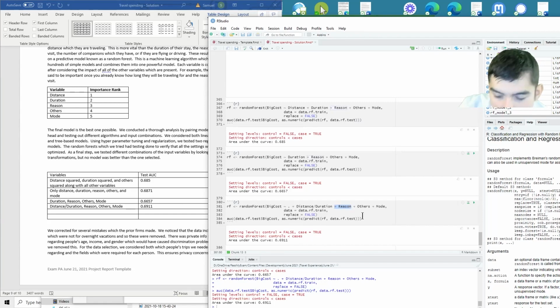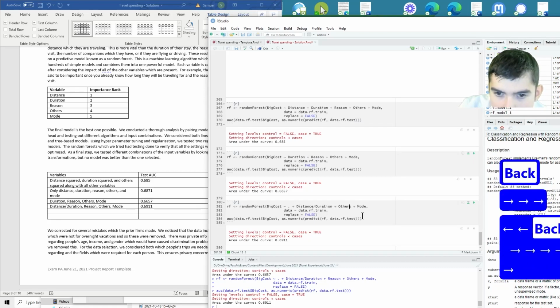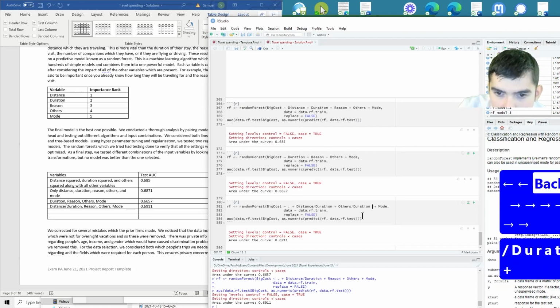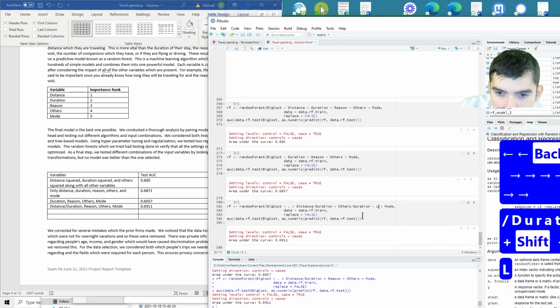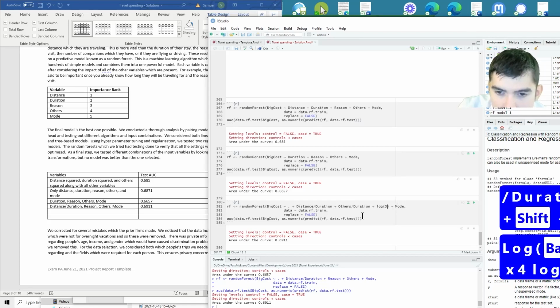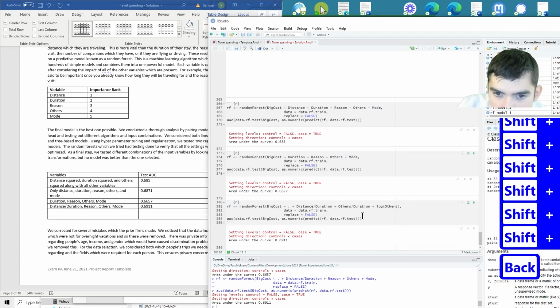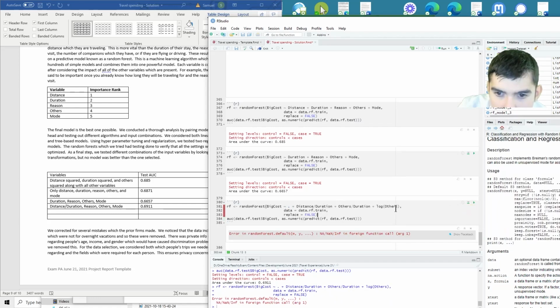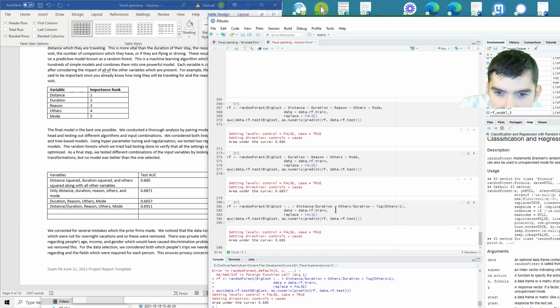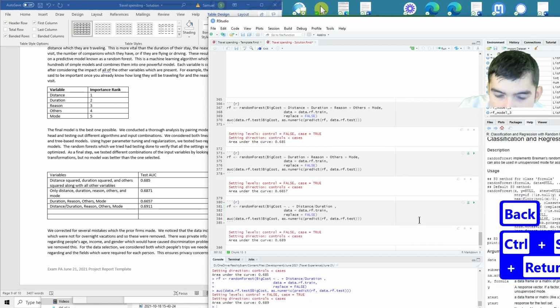So let's try something else. Let's put others over duration plus log others. And we don't need to say plus mode because it's already being included there in the little dot, which means all variables. Okay, it's saying NaN because others is often 0, so we have to add 1 to that. 685. Okay, so when we just add this, 689.